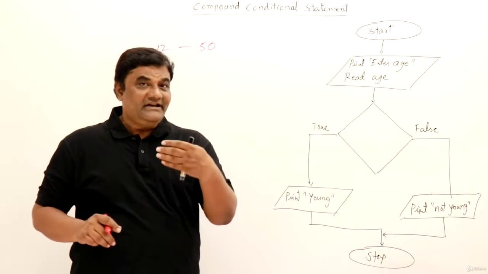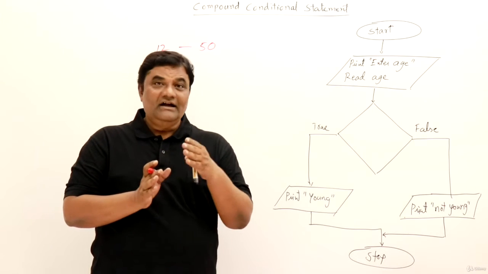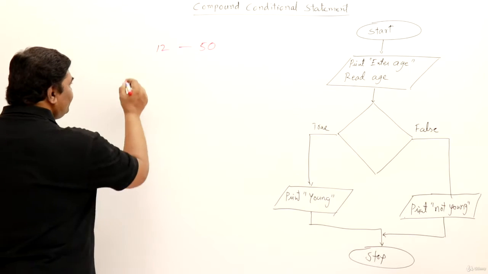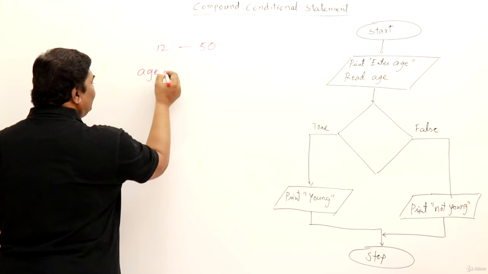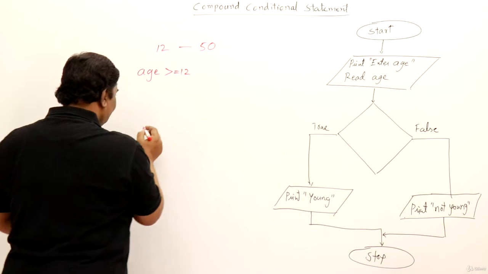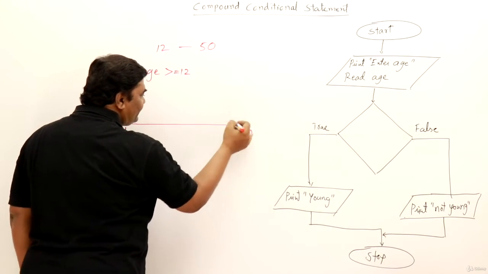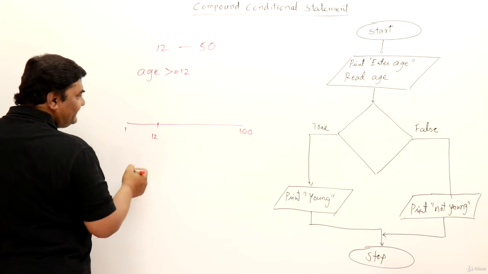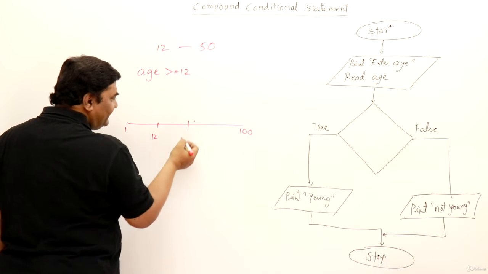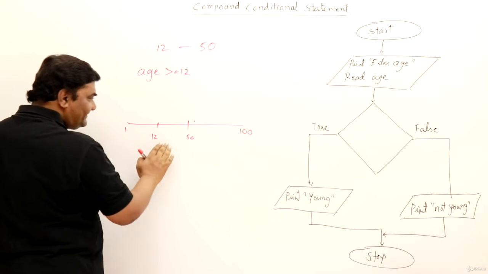So I should take your age and check that it should be greater than or equal to 12 and less than or equal to 50. So there are two values I have to check. How to frame the condition? See, if age is a variable, then it should be greater than or equal to 12. If I draw a line for age, from first year to, let us say, 100 years of age, this is 12 years. It goes in this direction, right? And it should stop at 50. So let us say 50 is here. It should stop at 50.